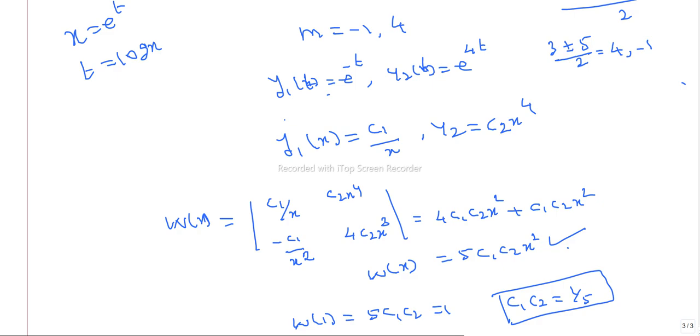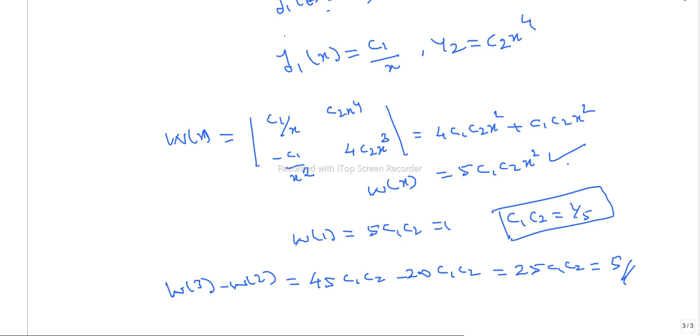Now the next one, we have to find the orthogonal trajectories. I already said that for orthogonal trajectories the product of the slopes, C1 into C2, should be minus 1.